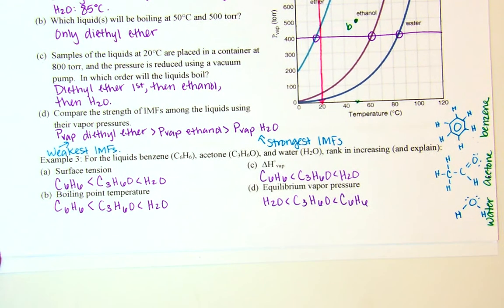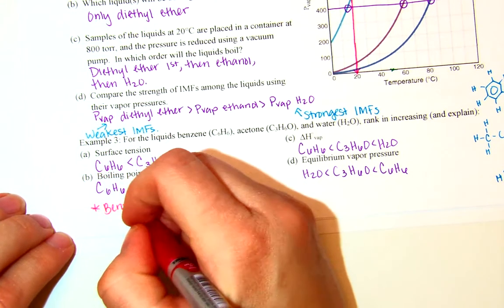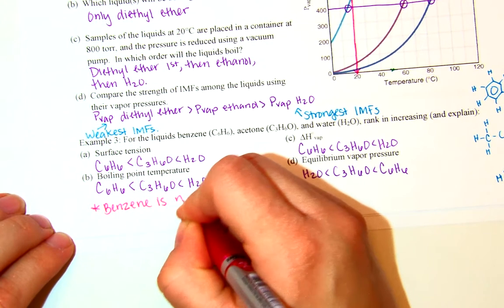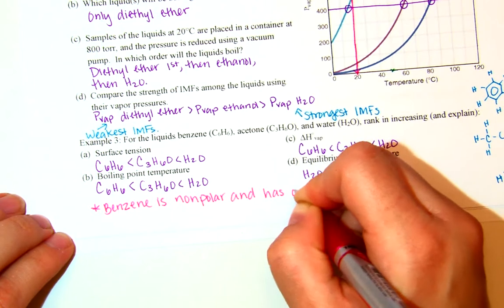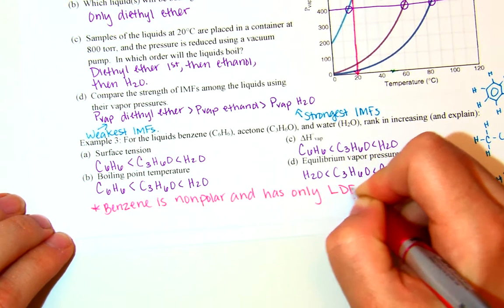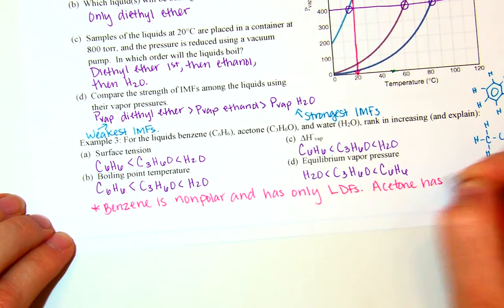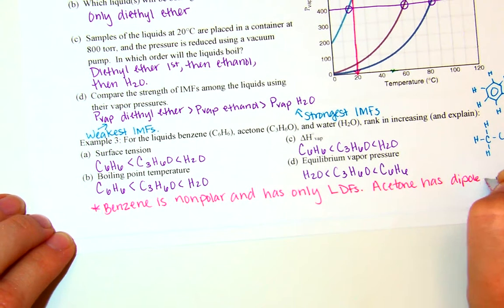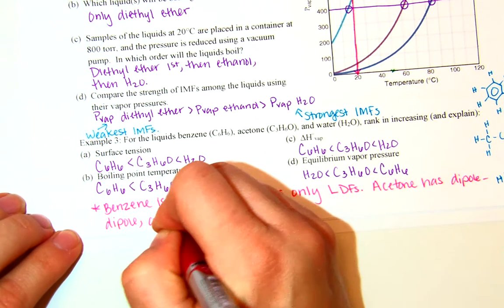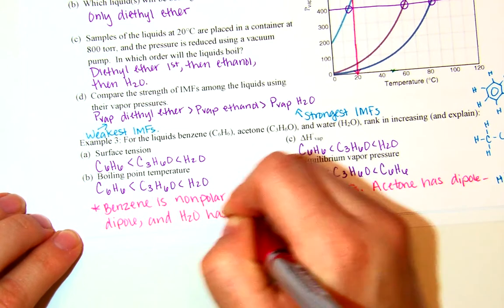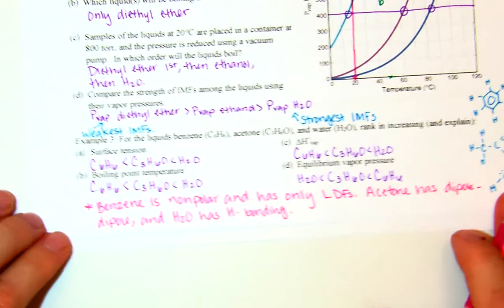So let's go ahead and summarize that down here. Benzene is nonpolar and has only LDFs. Acetone has dipole-dipole attractions. And H2O has H bonding, which is the strongest. So use the Lewis structures to be able to determine that.